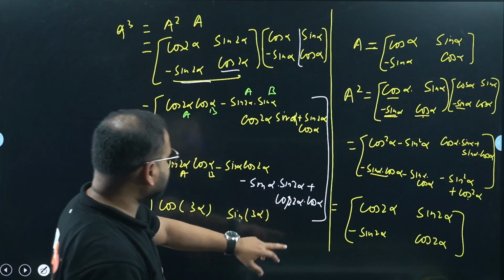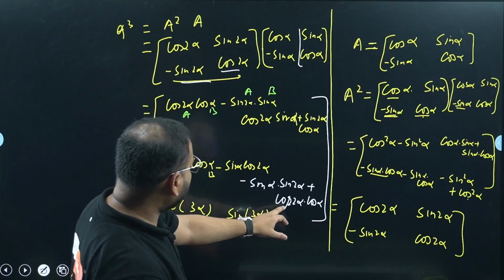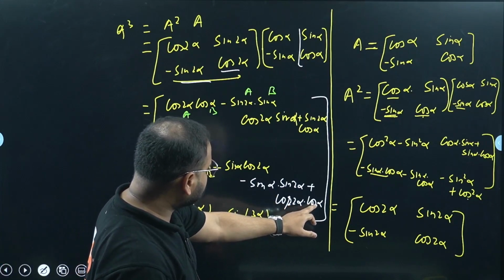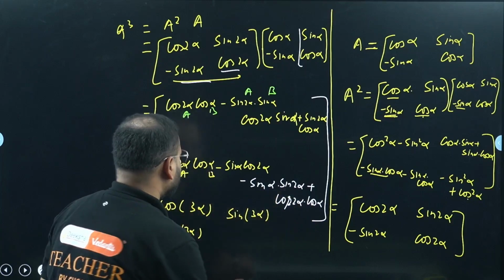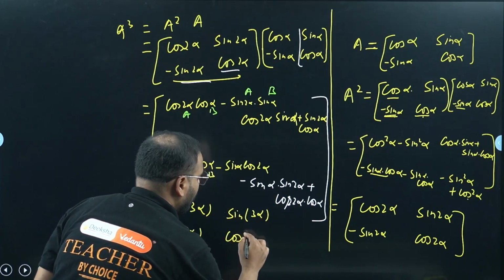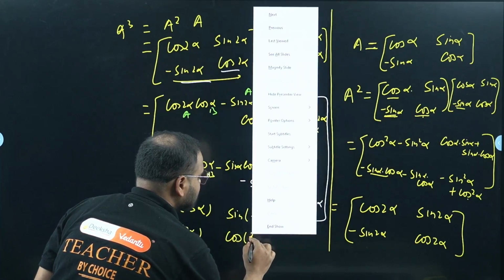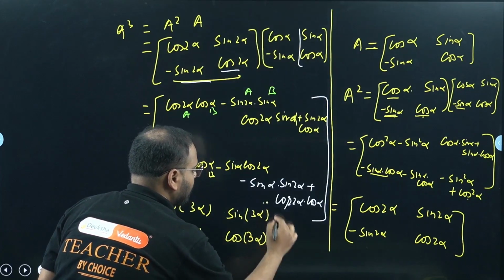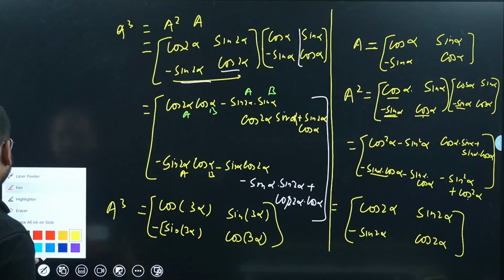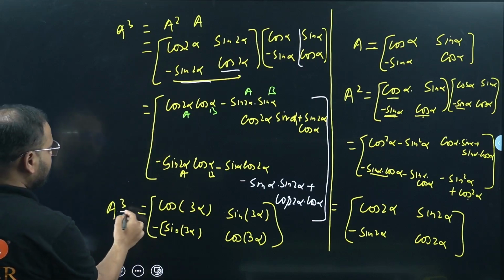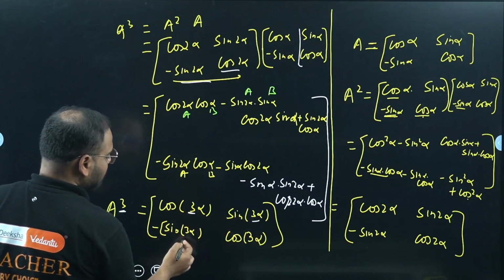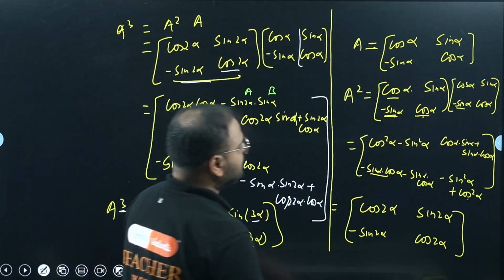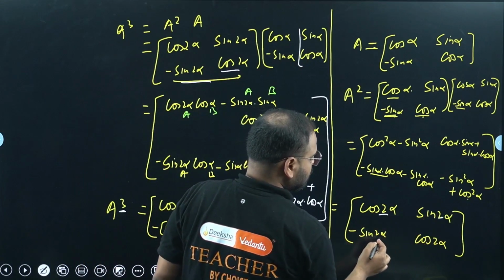Over here, this is a minus sign. Okay, so cos a cos b, sin a sin b. This is simply cos of a plus b. So 2 alpha plus alpha, which is 3 alpha. Now check here carefully. When it was 3, it is coming as 3, 3, 3, 3. When it is 2, it's coming as 2, 2, 2, 2.